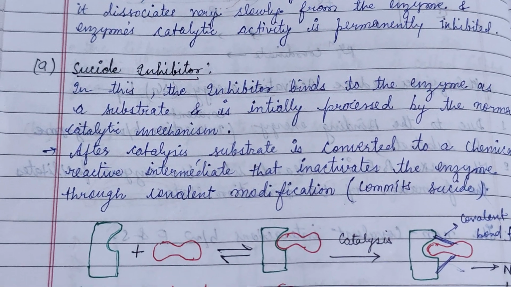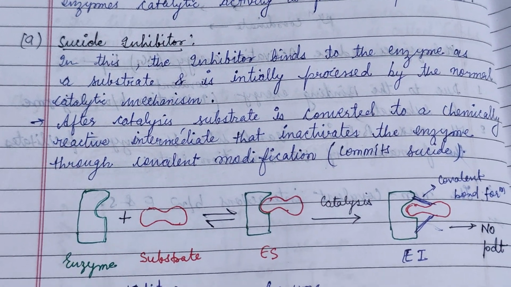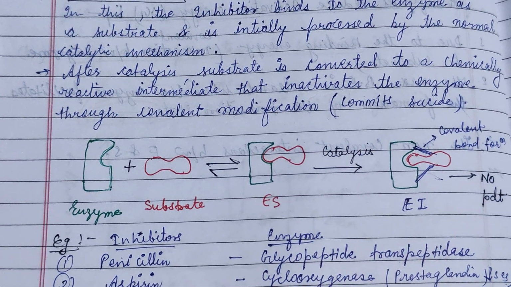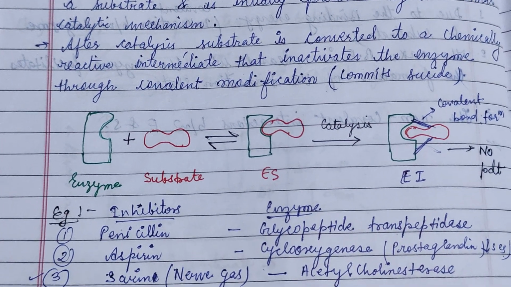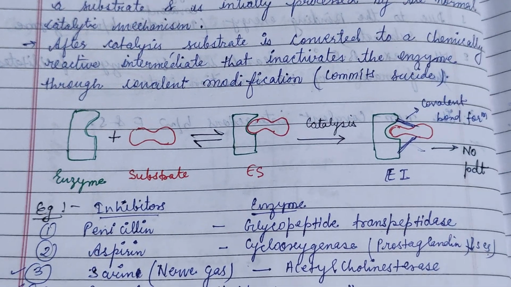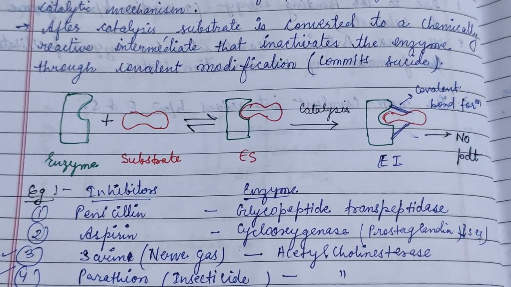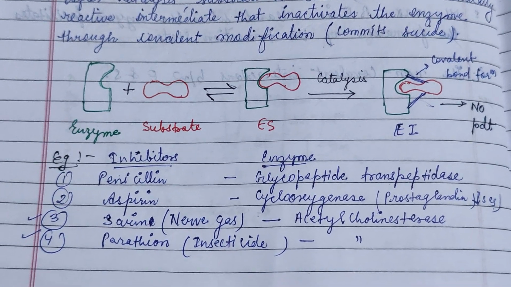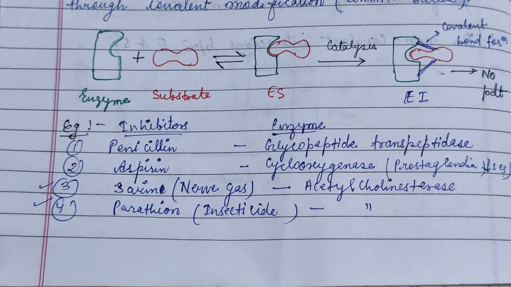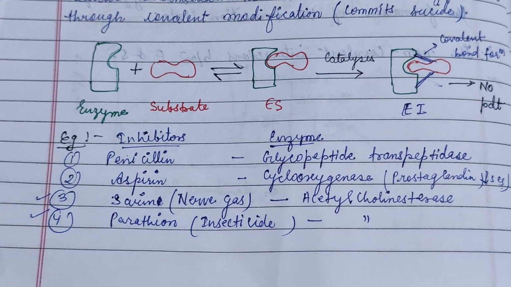In suicide inhibitor, the inhibitor binds to the enzyme as a substrate and it is initially preceded by the normal catalytic mechanism. After the catalysis, the substrate is converted to a chemically reactive intermediate that inactivates the enzyme through the covalent modification. In this figure, the enzyme binds to the substrate and the covalent bond is formed. So there is no product formation. Examples of the suicide inhibitors are penicillin, aspirin, serine and the parathion.